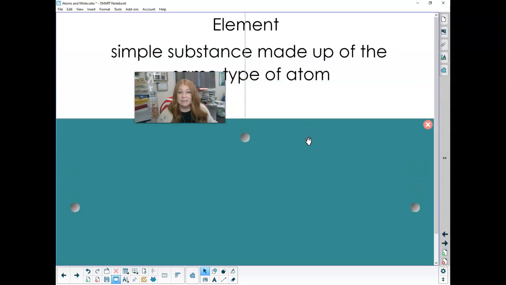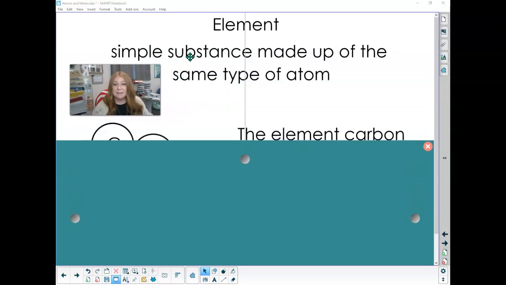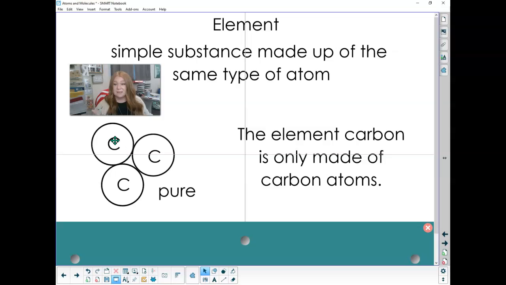An element is a simple substance made up of the same type of atom. So that atom here, that carbon, is the same thing over and over again. It's the same type of atom. Carbon, carbon, carbon. You might call it pure. This element of carbon is only made up of carbon atoms. It's the same thing over and over. It can't be mixed with any other types of atoms.